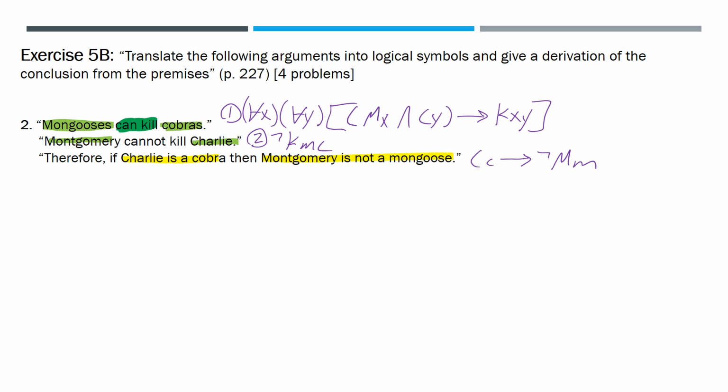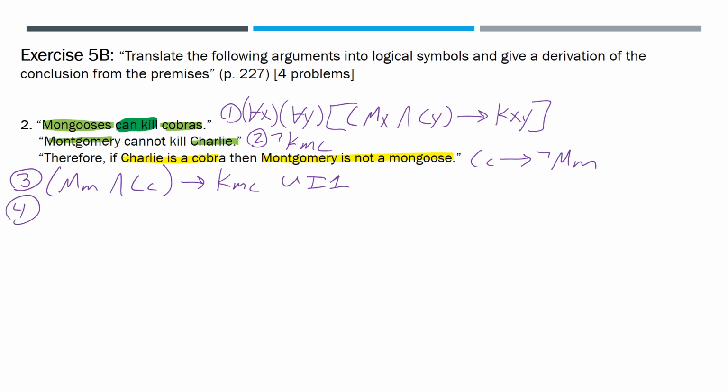For our derivation, we should instantiate line 1. The question is, what should we substitute for x? What should we substitute for y? Well, it would have to be m for x and c for y. M, Montgomery, c, Charlie. So we'll get parentheses, Mm and Cc, close parentheses, arrow, K, mc, by the universal instantiation of line 1.